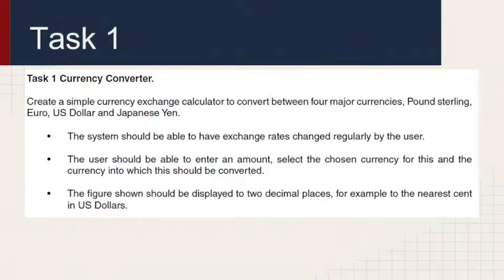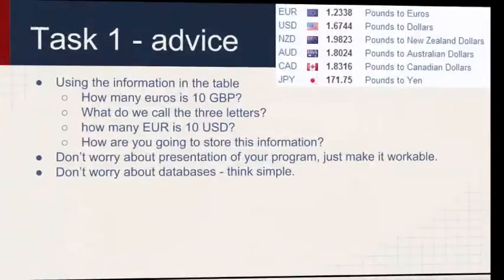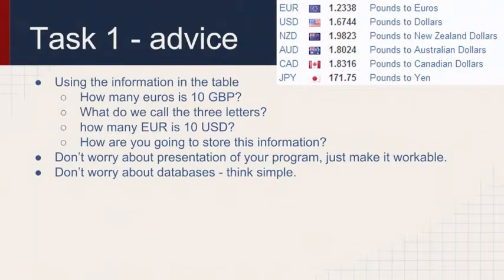The figure shown should be displayed to 2 decimal places, for example to the nearest cent in US dollars. Now the way you do this is you would use a string format. So look at the string formatting section in the documentation for help with that one. There's some sample data up there. To be honest, it doesn't really matter about the data you use because it's sample data anyway. I would tend to use very rounded off figures, so euros 1.2 to a pound, USD 1.67 to a pound, yen 200 to a pound.